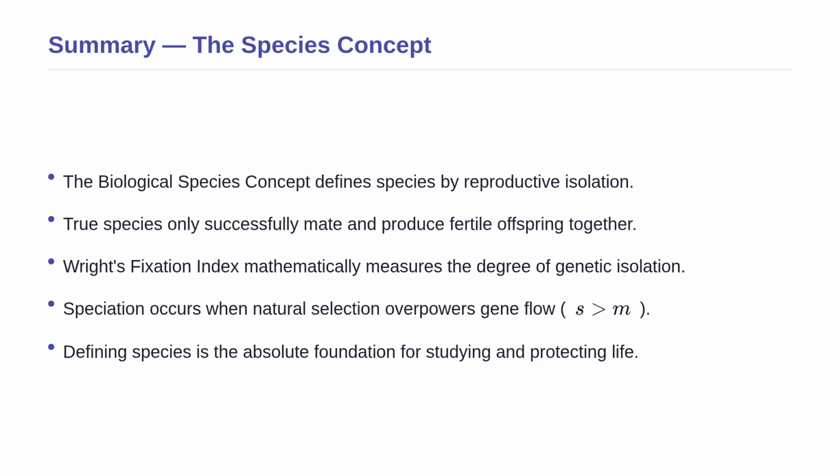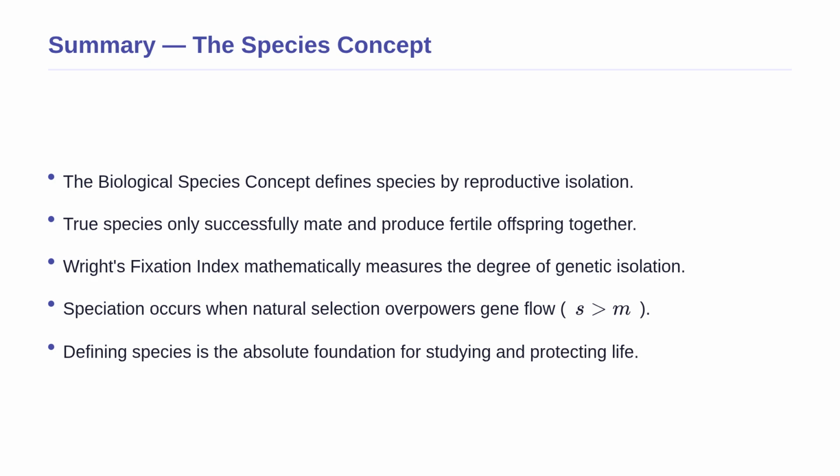We have covered a lot of ground today, so let us summarize our key takeaways. First, we learned that the biological species concept relies heavily on reproductive isolation. A true species is a group that only successfully mates and produces fertile offspring with its own kind. Second, we saw that we can measure this isolation mathematically using Wright's fixation index, which tells us exactly how genetically distinct populations have become.